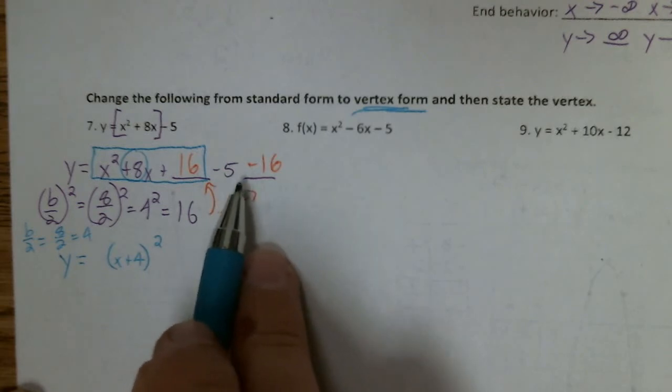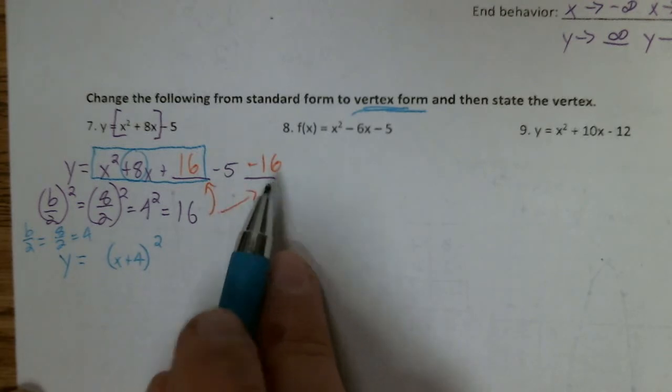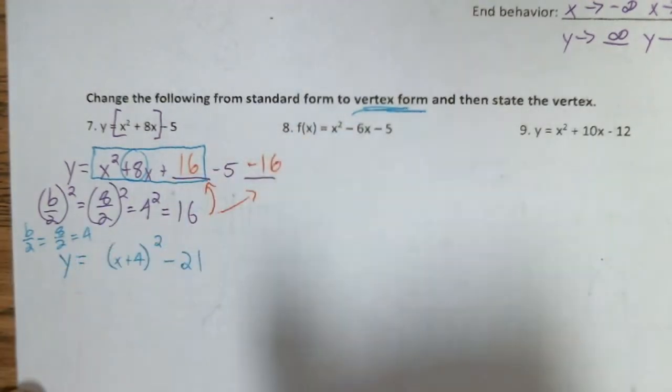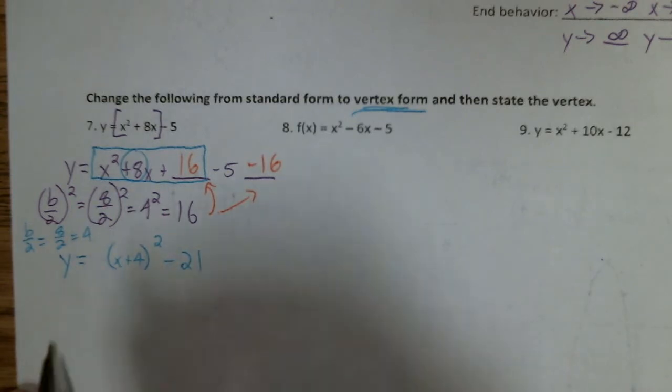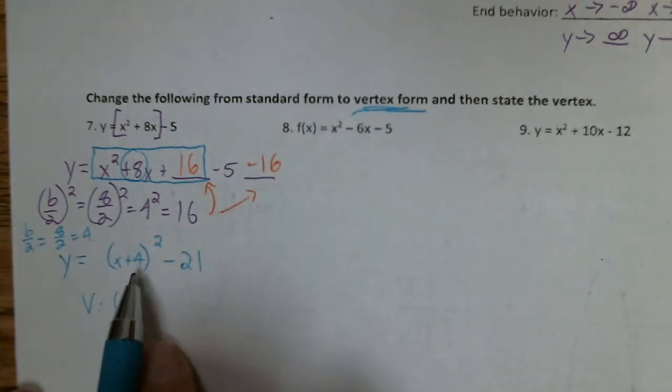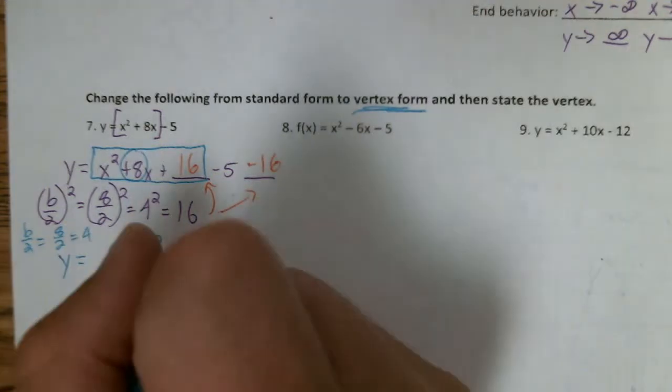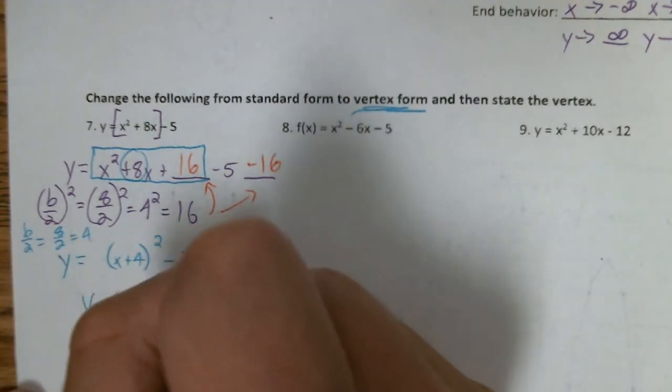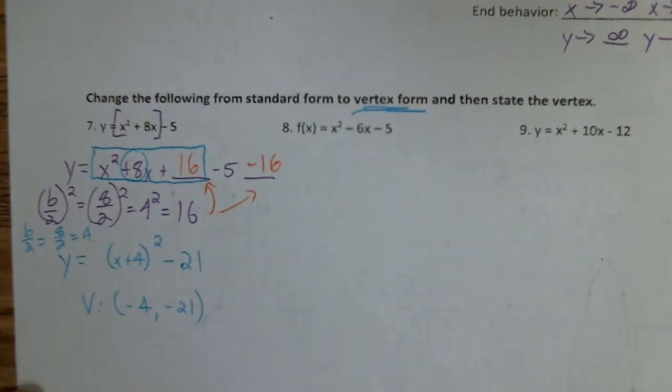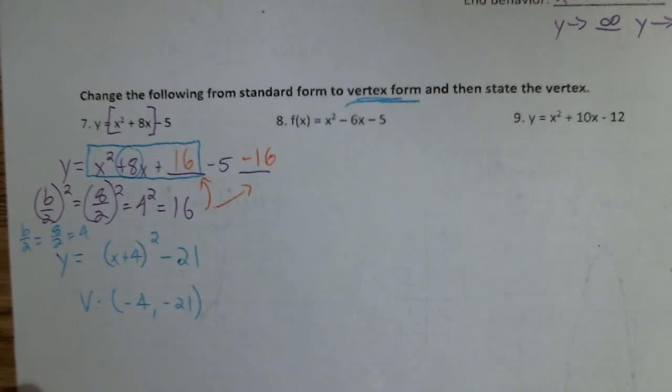Over here, I just simply combine my like terms. Minus negative 5 minus 16 is a minus 21. Okay, so now I'm in vertex form. My vertex is going to be flippy flip, leave alone. Flip the 4, negative 4, and then leave the negative 21 alone. So the vertex is negative 4, negative 21.